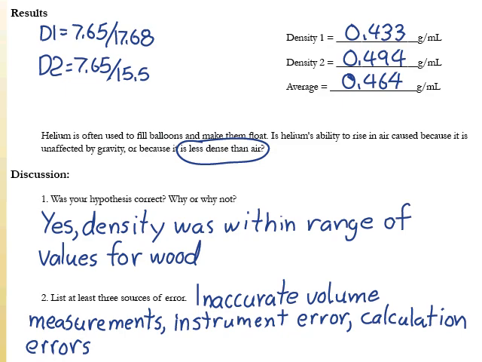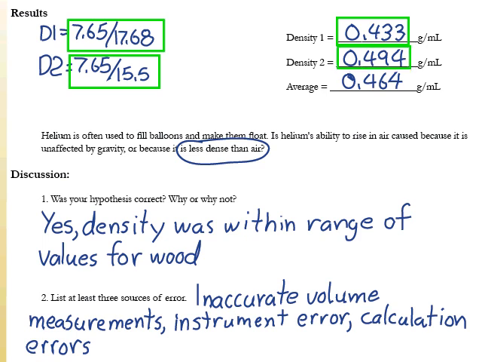Okay, so to figure out the densities, D1 and D2, you just take the mass divided by volume. For D1, 7.65 divided by 17.68 for my results, and I came up with a density of 0.433 grams per milliliter. Remember, the density of water is 1 gram per milliliter. So if something floats in water, it should have a density less than water. And so it makes sense that we get a small number less than 1 here. And then D2, 7.65 divided by 15.5 is 0.494. And then the average is 0.464.